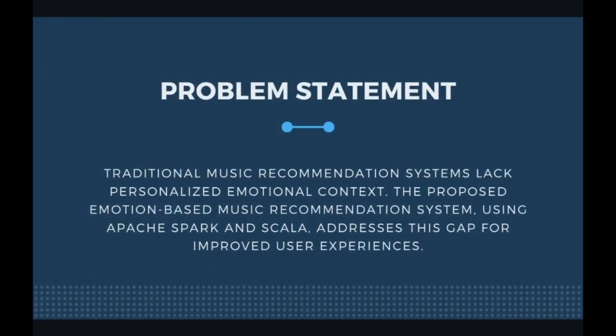Problem statement. The main problem with the traditional music recommendation system is the lack of personalized emotion context. A person expects better songs suggested according to their mood. But when an app plays a song which is not suitable to their emotion, this completely removes the emotional touch. So, we are going to introduce a system which recommends songs based on our emotions and improves the user experience.